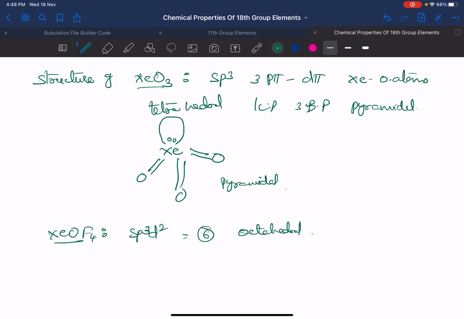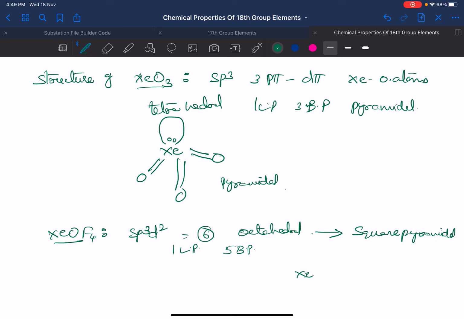Structure should be octahedral. But with one lone pair and 5 bond pairs, due to the presence of the lone pair, there is a repulsion. Due to that repulsion, the structure deviates from octahedral to square pyramidal. The structure is converted from octahedral to square pyramidal.